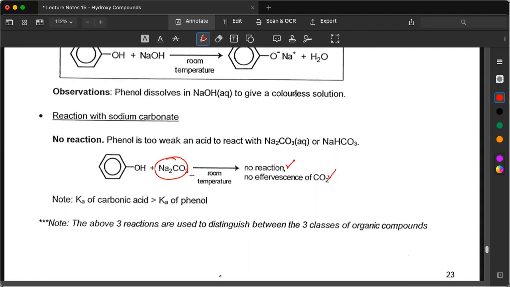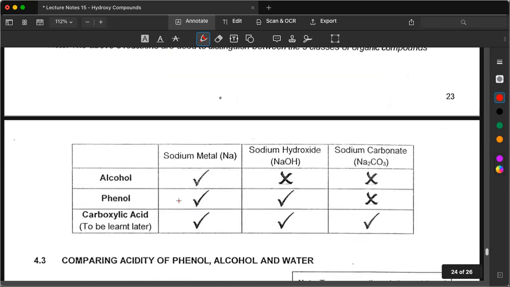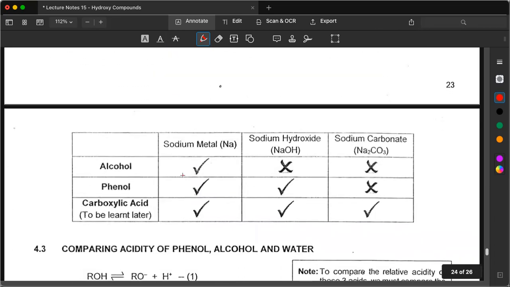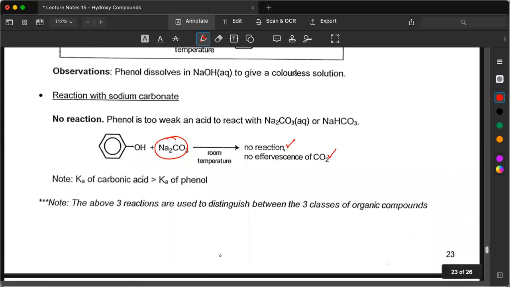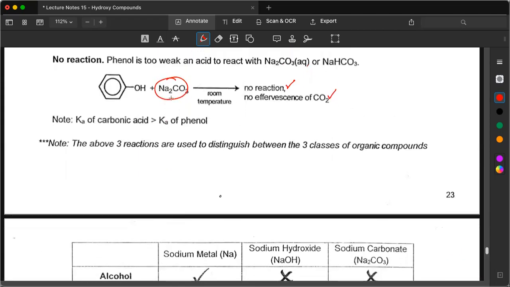So this is a summary. For alcohol, sodium metal, okay. This one, not okay. This one, not okay. But for carboxylic acid, all okay. Phenol, not okay with sodium carbonate because of this reason. The Ka of carbonic acid is still higher than the Ka of phenol. So, not likely for it to happen.